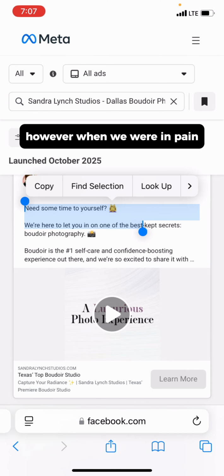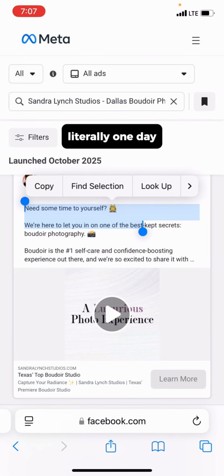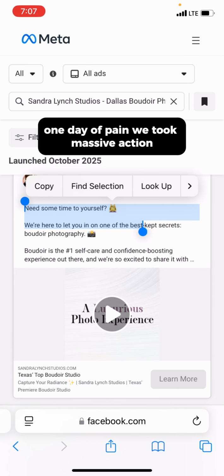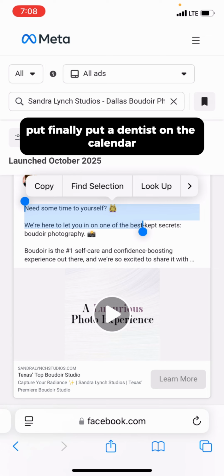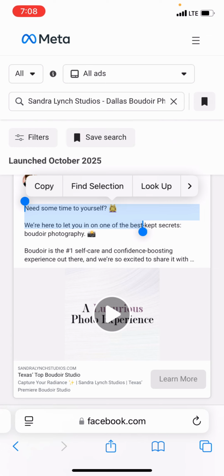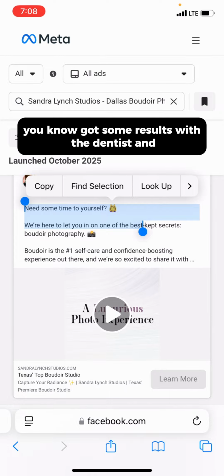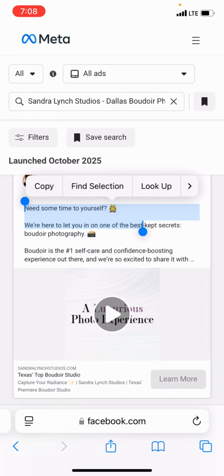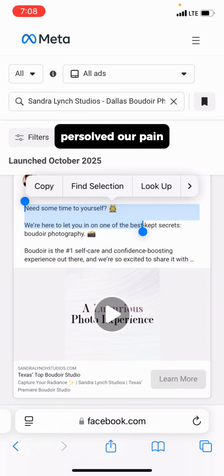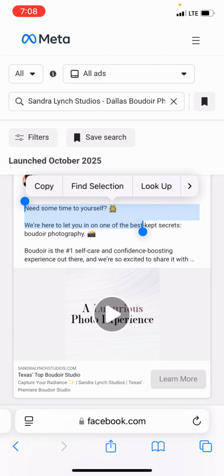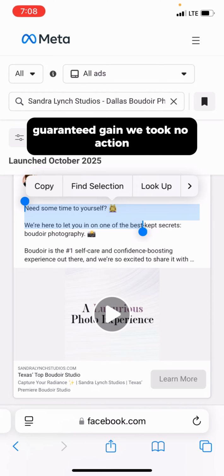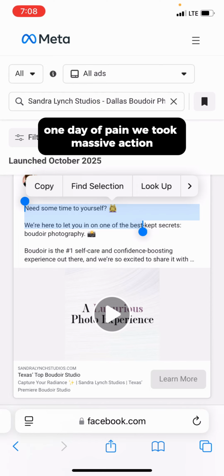However, when we were in pain, literally one day of pain, we took massive action, finally put a dentist on the calendar, finally showed up, got some results with the dentist, and solved our pain. So situation one, 400 days, guaranteed gain, we took no action. One day of pain, we took massive action.